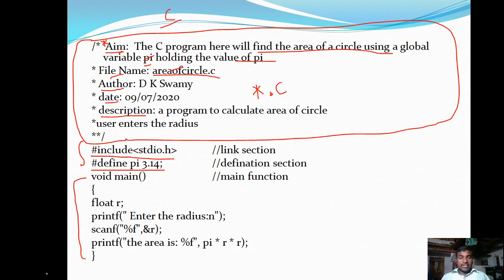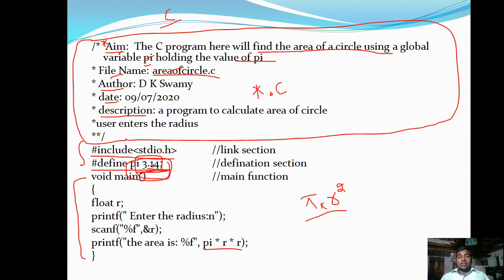Generally the area of a circle is pi r square, right? R square is nothing but r into r. So if you want to calculate the area, you need to multiply pi with r square. That is the area of the circle, and that is written here as pi r square. So what is the value of pi? 3.14.